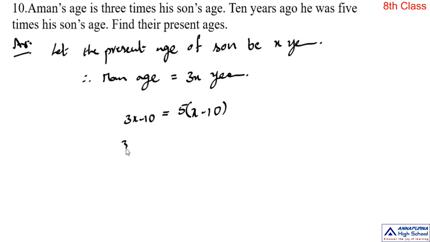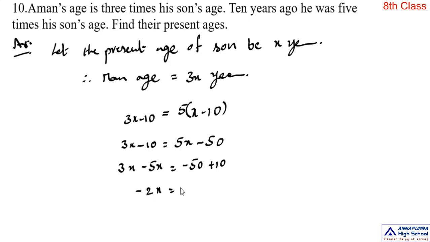Now solve this. 3x minus 10 is equal to, remove the brackets, 5x minus 50. Transpose the variable terms to the left side: plus 5x changes to minus 5x, and minus 10 transposes to the right side and changes to plus 10. So 3x minus 5x is equal to minus 2x, and minus 50 plus 10 is equal to minus 40. Both sides have the minus, so cancel. So 2x is equal to 40, x is equal to 40 by 2, so x is equal to 20.